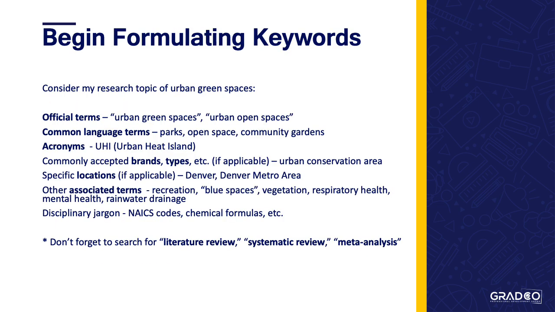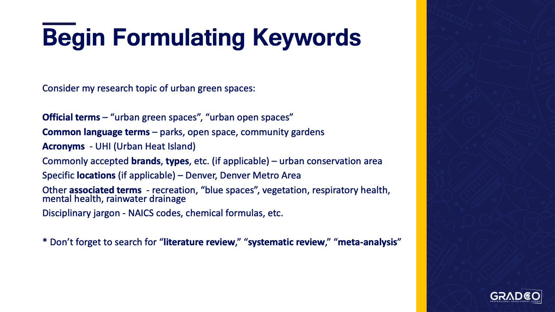Once you have a scope, you can begin formulating keywords to access items within that scope. Here I'm using the topic of urban green spaces. From a cursory look into this topic, I can tell that urban green spaces is an official term used by urban planning. It is related to urban open spaces, and then there are some common language terms as well. Folks not involved in urban planning might call them parks or open space or community gardens. Then you have acronyms. Urban Heat Island, or UHI, is a phenomenon of urban environments trapping heat, something that urban green spaces help to reduce.